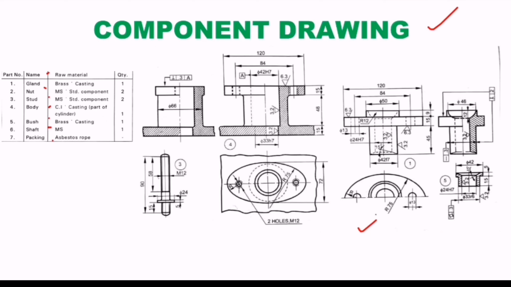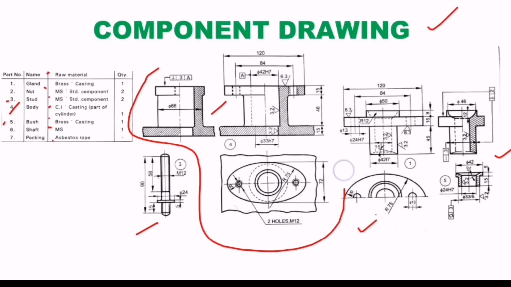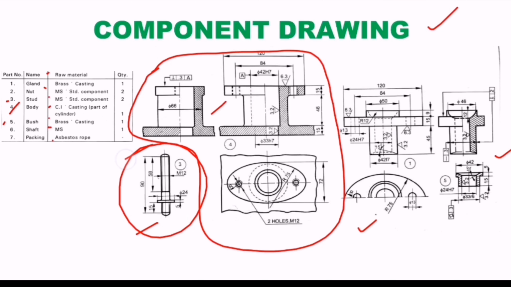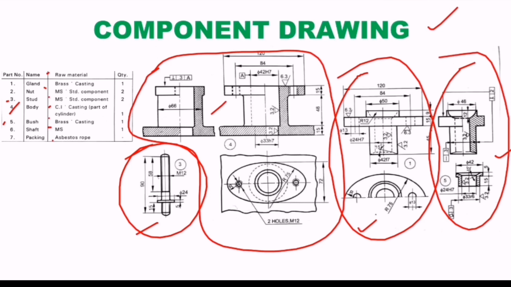This is the first part, the gland, and this is the 5th part, its name is bush, and this is the 3rd part, its name is stud. This is the 4th part, its name is body. So this is the 4th part, this is the 3rd part, this is the 1st part, and this is the 5th part. So these parts are shown as component drawing for stuffing box.